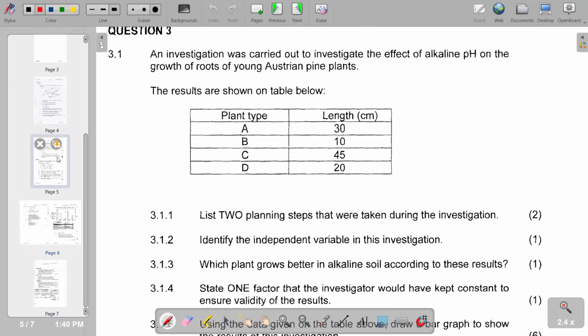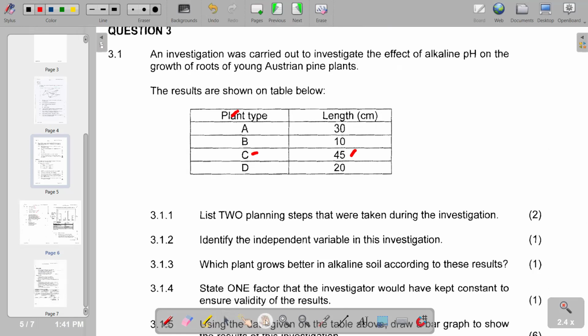Then we go to 3.1.2, identify the independent variable in this investigation. Independent means it doesn't depend on any other variable. So the independent variable that we can include there is the plant type, which is not depending on any other variable. Then we go to 3.1.3, which plant grows better in alkaline soil according to these results? You see that plant C has a larger length. So we're talking about C.